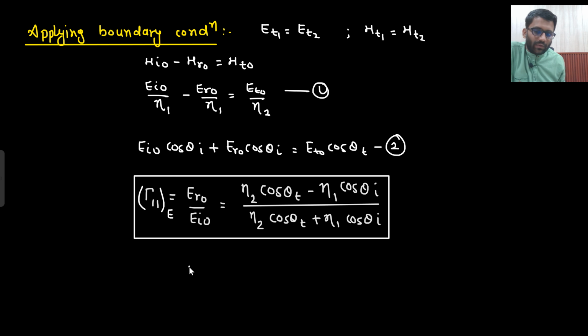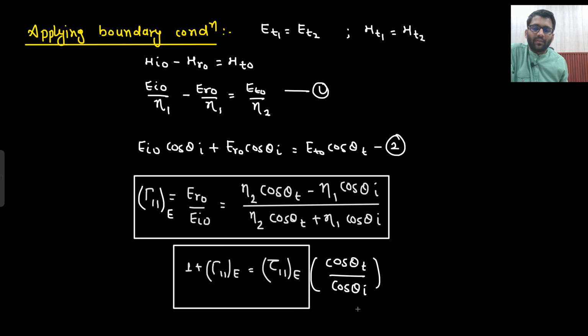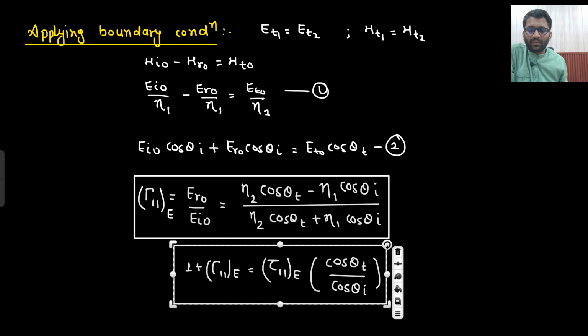Now 1 plus gamma parallel is equal to tau parallel. No, this is not completely correct. What will happen is that one more thing will come here. What is that? Cos theta t divided by cos theta i. Now this is the complete formula. So these two formulas you need to remember.